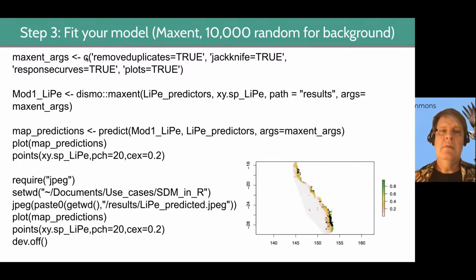You have to make this list, and they have to be in quotes, and they have to be called this specific thing and equals true or equals whatever specified in the argument. So we've got a list of arguments that are used in Maxent. You can also find that online. But here we're just going to specify that we're removing duplicates. We're going to do some jackknifing to get at variable importance. We're going to plot the response curves, and we're going to generate some plots in the results folder. So those are the arguments that we're using.